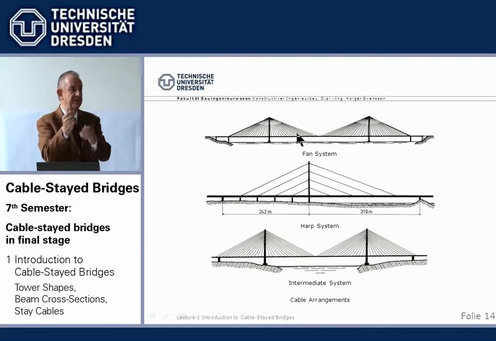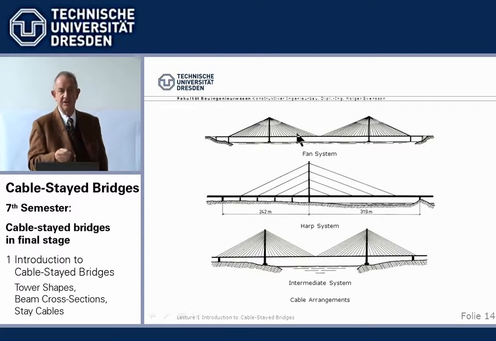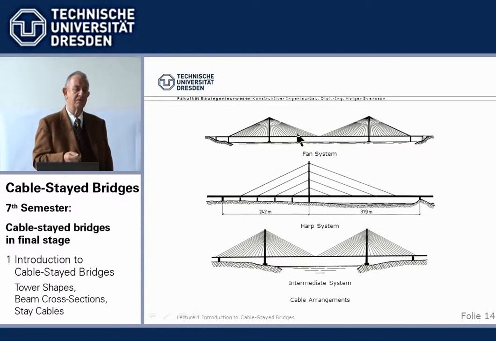You know what a fan is, if you want to cool, the ladies preferably want to cool themselves, and you can open and close a fan. Ein Fächer. It's sometimes in English also called radial, which is similar, but we stick to the word fan system, Fächer. And the other basic system is where all stays run parallel to one another, and we call that a harp system. You know what a harp and a Harfe. Those are the two basic systems.